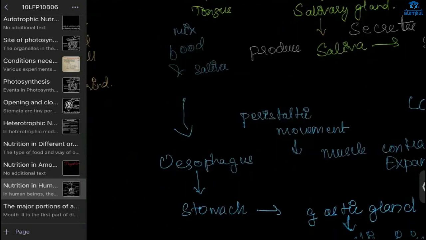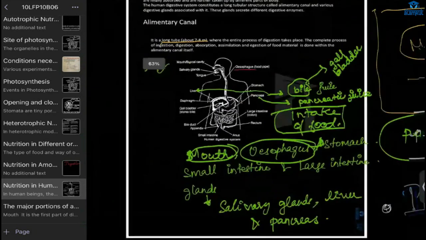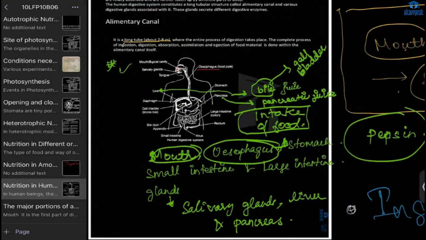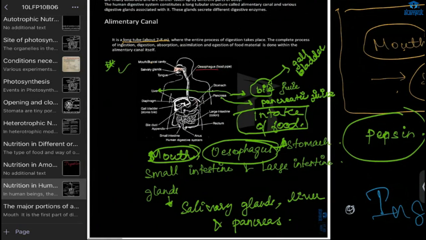So first we have the mouth, and here the digestion will start. The salivary amylase will act. The starch will be getting converted into a simpler form. Then after that, the food will move through the esophagus.